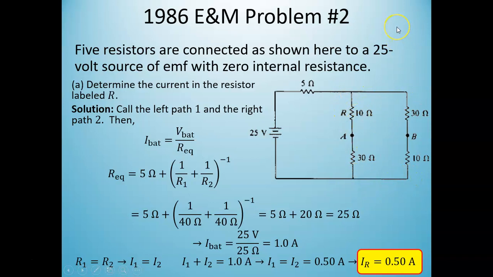so the potential difference along each path is the same. So since I1 plus I2 is 1 amp, in other words, Kirchhoff's junction rule here, which I could have been a bit explicit and listed, that the sum of the currents going into this junction is equal to I1 plus I2. Well, that's 1 amp, so since I1 is equal to I2, each of those must be 0.5 amps, so that must be the current going through resistor R.